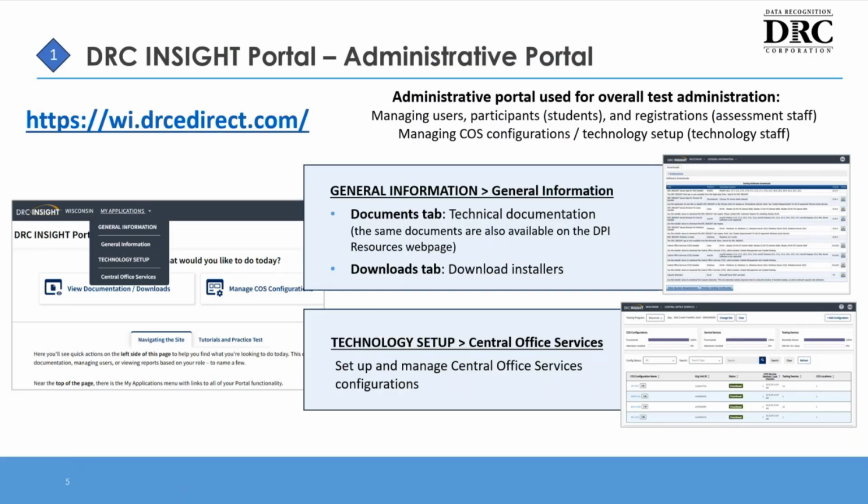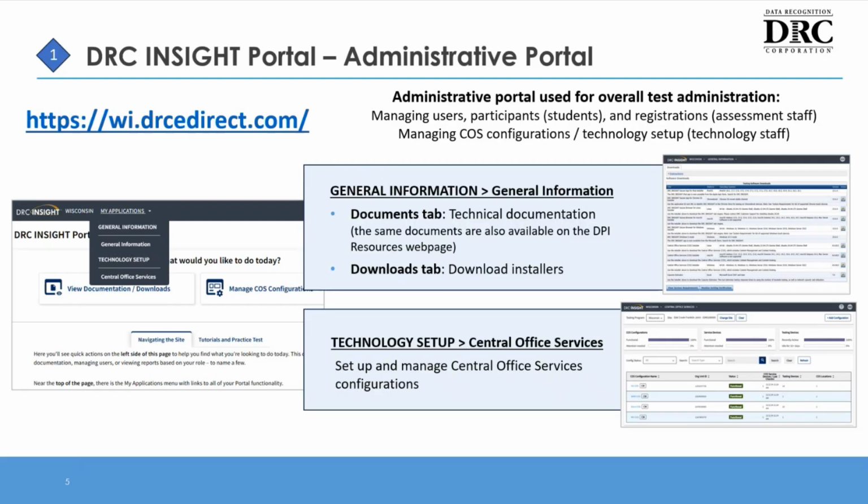So now we'll take a closer look at each of the systems that we just went over in the last slide. The first system was the DRC Insight portal, which is the administrative portal. Assessment staff use it to manage users, participants, and registrations. Technology staff use it to manage central office services configurations and complete the technology setup.